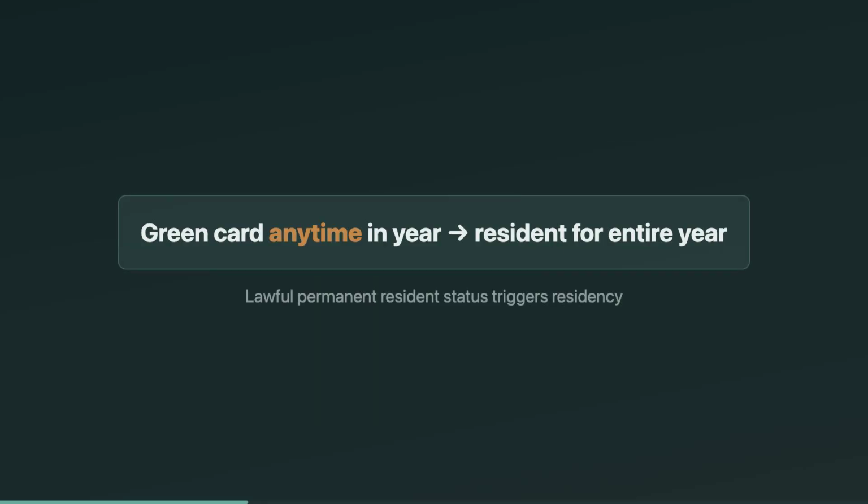First way to become a resident alien, the green card test. If you're a lawful permanent resident at any time during the calendar year, you can be treated as a resident for the entire year. That anytime language is what they love to slip into questions. Don't overthink day counts if a green card is in play. Green card usually ends the debate.